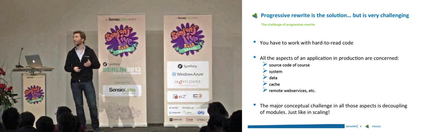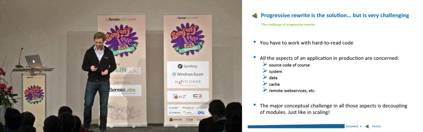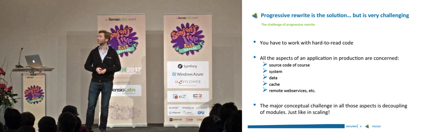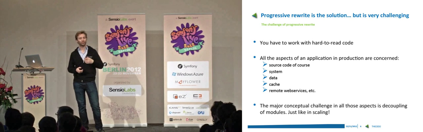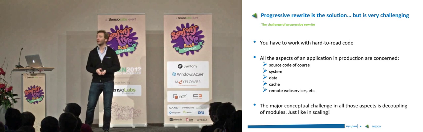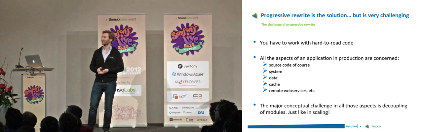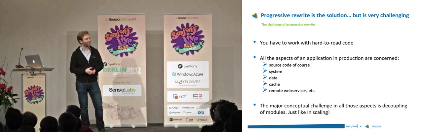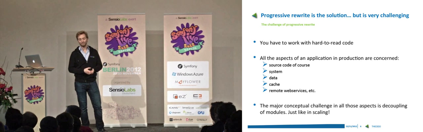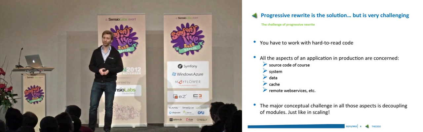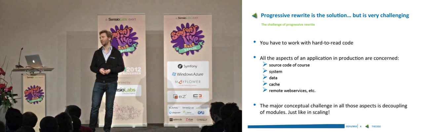So, okay, rewriting from scratch is dangerous. So, of course, the solution is doing something in a progressive way, a progressive rewrite. Why isn't everybody doing progressive rewrite? Well, there are, I think, two main reasons. One, it's painful, and it's technically really challenging.